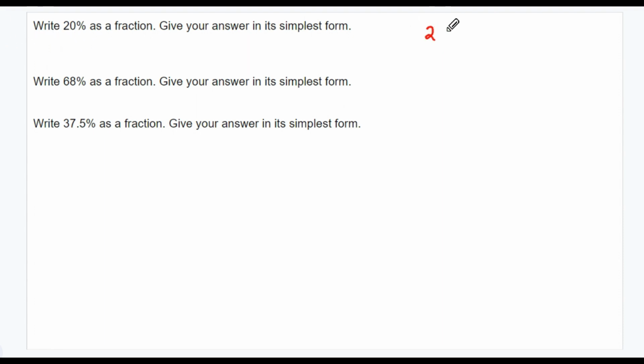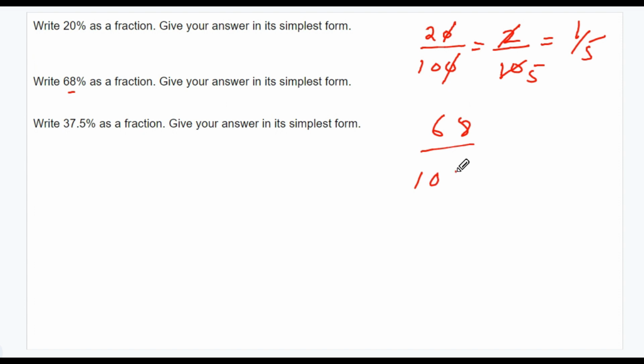20% as a fraction. What do we mean by that? 20 over 100. So here you go. We need to simplify it. You know that the last zeros can be cancelled with each other. What are you left with? 2 over 10. Now they can be simplified by 2. 2 times 5 is 10. So what we are left with is 1 over 5.